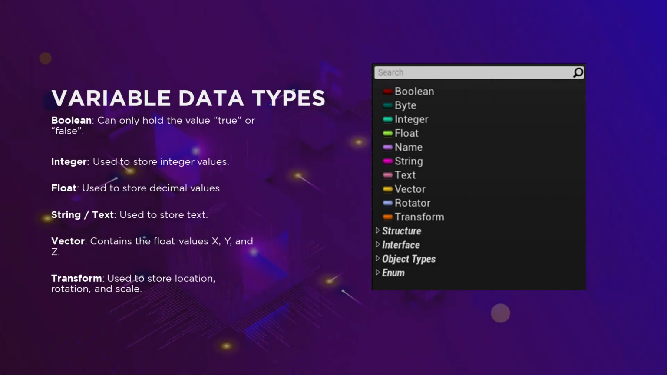Variable data types. There are several common types of variables used in Unreal. The first one is called the Boolean. It can hold either true or false. The integer value is used to store integers. The float is used to store decimal values. The string or text type is used to store text. The text variable is preferable because it supports localization. The vector type contains float values of x, y, and z. It is often used for position in a game. The transform is used to store location, rotation, and scale of any object in the game.